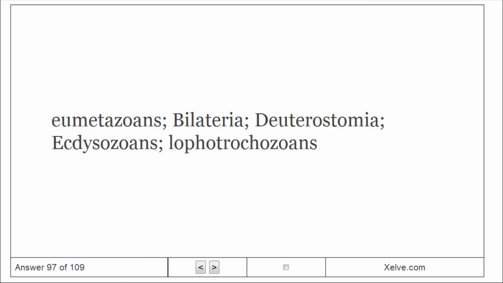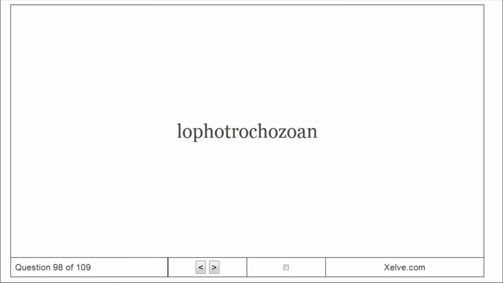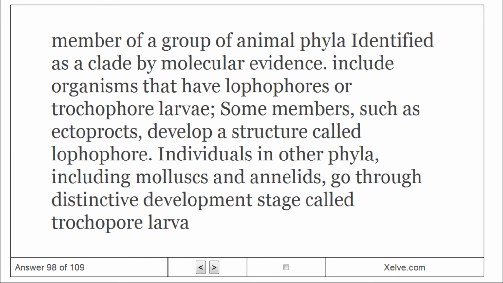Clades: Eumetazoans, Bilateria, Deuterostomia, Ecdysozoans, Lophotrochozoans. Lophotrochozoan: a member of a group of animal phyla identified as a clade by molecular evidence, including organisms that have lophophores or trochophore larvae. Some members, such as ectoprocts, develop a structure called a lophophore. Individuals in other phyla, including mollusks and annelids, go through a distinctive developmental stage called the trochophore larva.